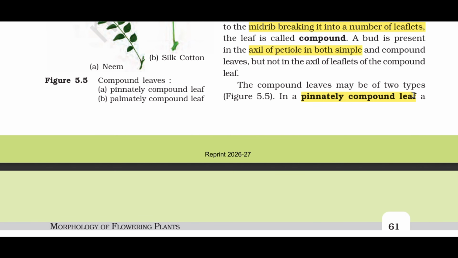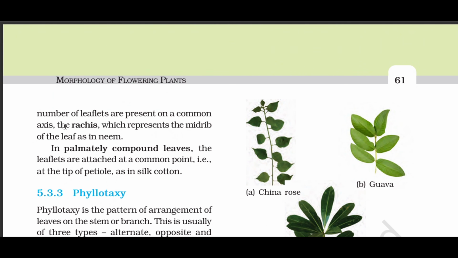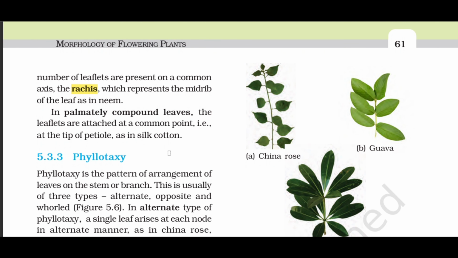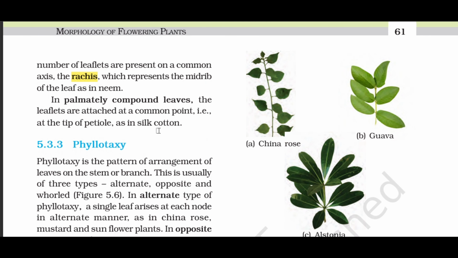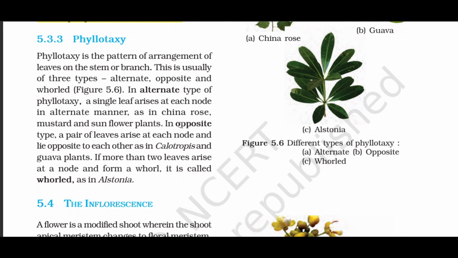In a pinnately compound leaf, a number of leaflets are present on a common axis, the rachis, which represents the midrib of the leaf, as in neem. In palmately compound leaves, the leaflets are attached at a common point, i.e., at the tip of petiole, as in silk cotton. 5.3.3 Phyllotaxy. Phyllotaxy is the pattern of arrangement of leaves on the stem or branch.